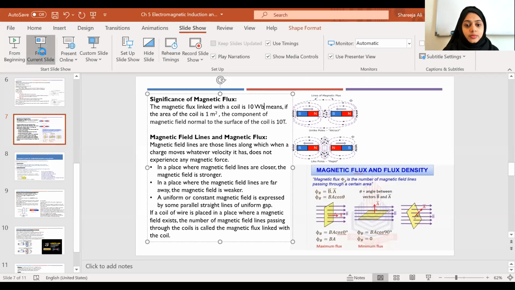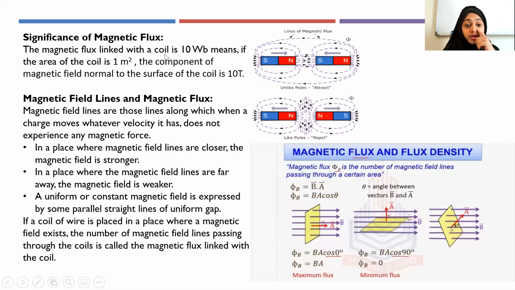So the magnetic flux linked with a coil is 10 Weber, means if the area of the coil is 1 meter square, the component of magnetic field normal to the surface of the coil is 10 Tesla. You may get similar questions.